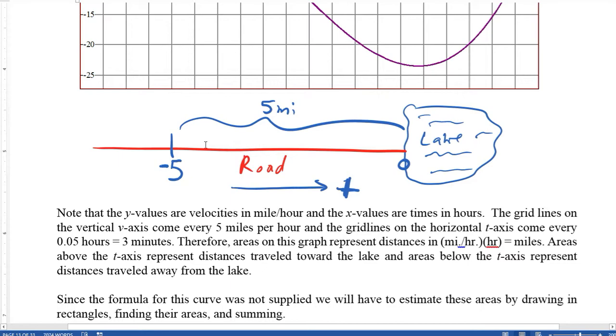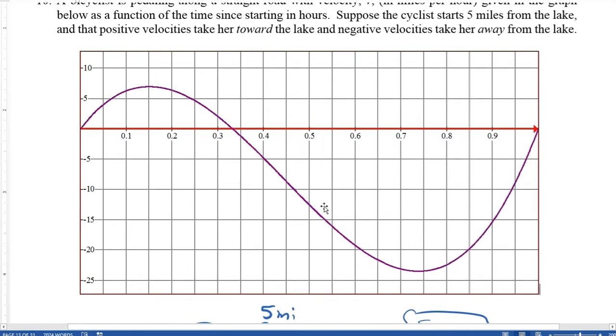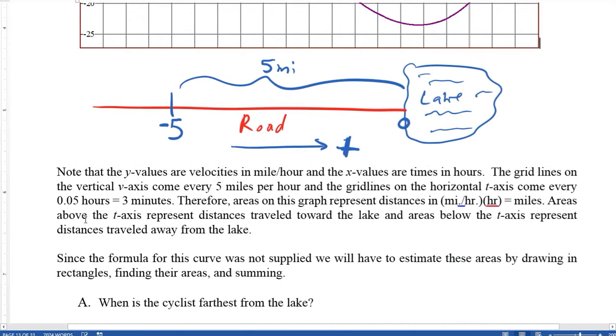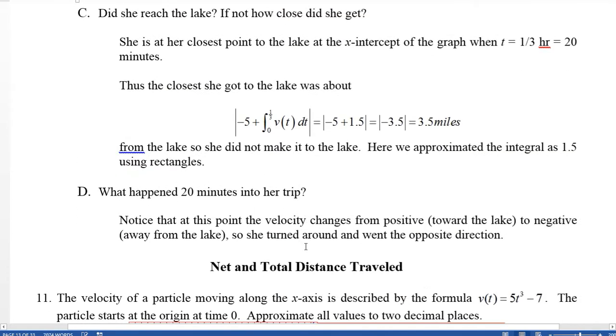Then she goes back to the left. At some point she ends up back where she started. That's going to be in here somewhere. And then she ends up even further away, about 13.3 miles from where she started.